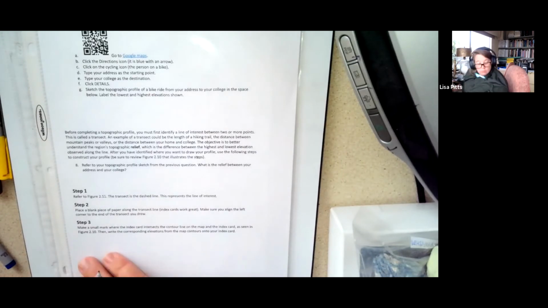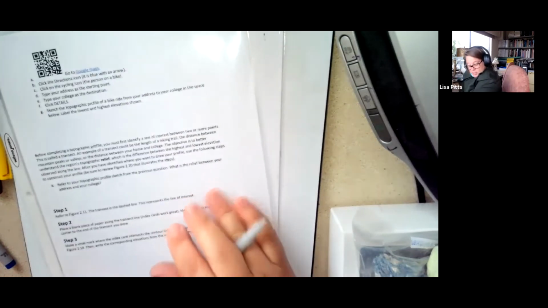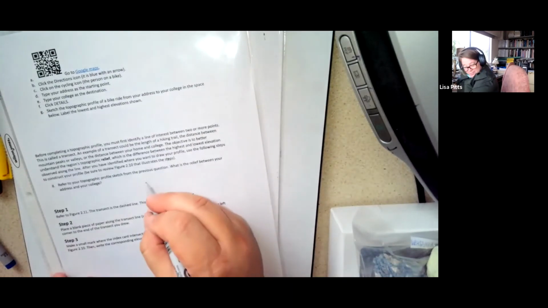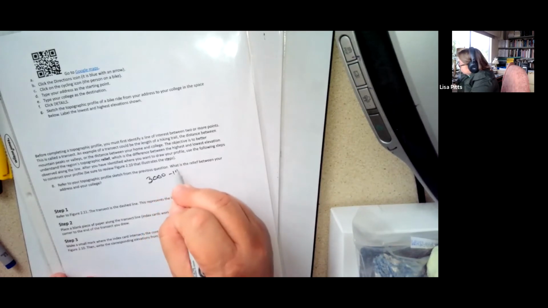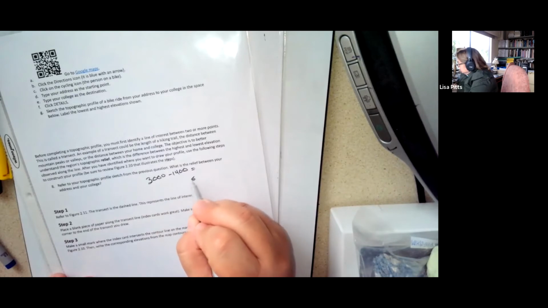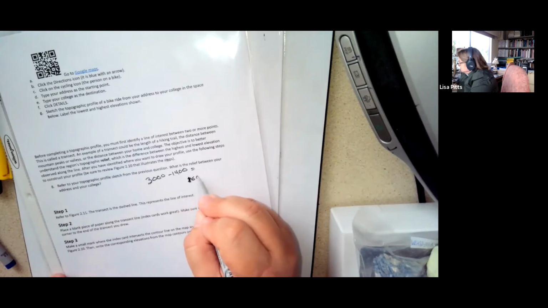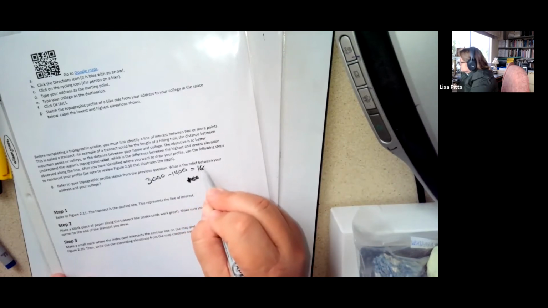Oh, I wasn't supposed to draw it there. I was supposed to draw it here. All right, so the relief is going to be 3,000 minus my 1,400, which is something with a 6 in it. 26. 6 is 2, 16. 1,600 feet.